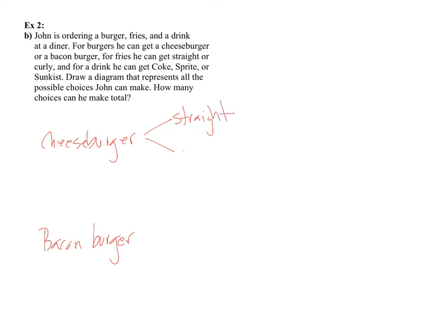How many burgers are there to choose from? Alright, there's either the cheeseburger, or the bacon burger. Okay, and then for fries, how many choices does he have? He has straight or curly. So from the cheeseburger, I'm going to choose my type of fries. Straight or curly. And the same thing for the bacon burger. Straight or curly.